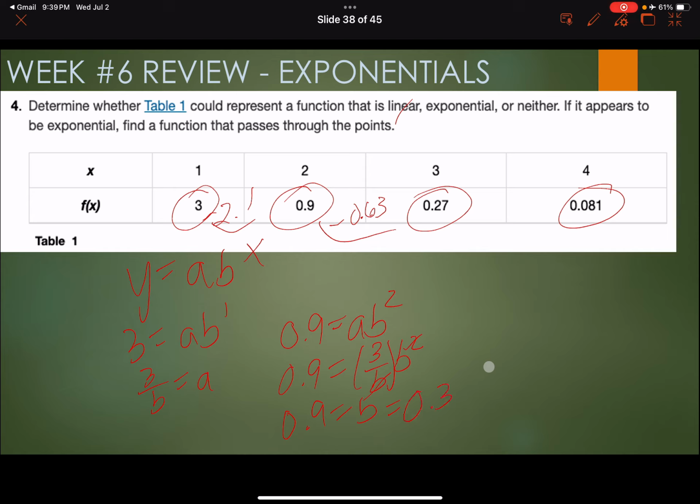Okay? And so now we have that. Let's take that result, put it in place here, and so we'd get that 3 over 0.3 is equal to a, which means you take 3 divided by 0.3, and we get 10. 10 equals a, right? So that means our equation is going to be 10 times 0.3 to the x. That's what you should have got from that. Definitely exponential.